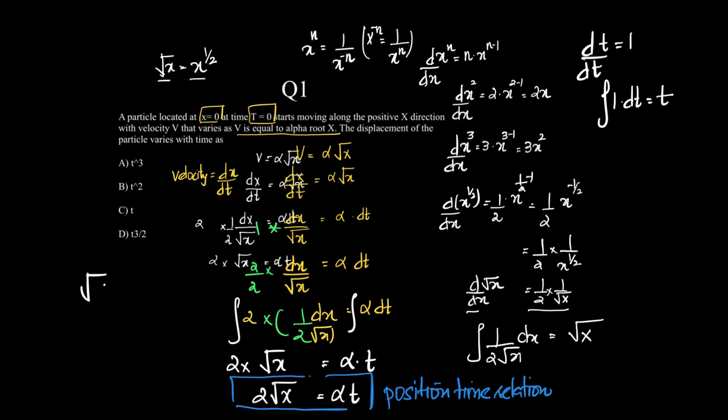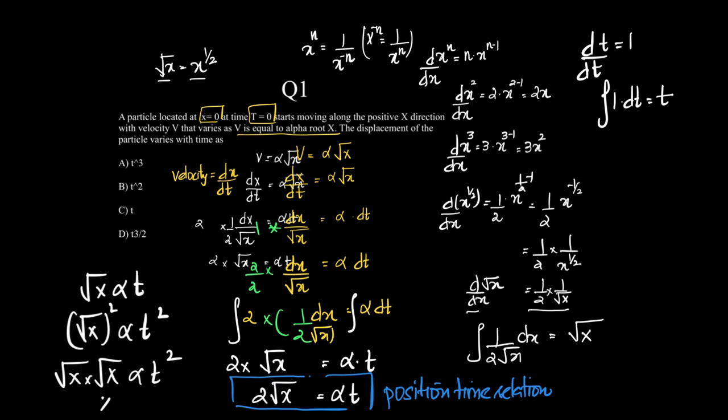If root x is proportional to t from this equation, we can square on both sides, so root x the whole square is proportional to t square. What is root x the whole square? It is root x into root x, and root x and root x is x. So x is proportional to t square, which means the correct option is t to the power 2, option B.